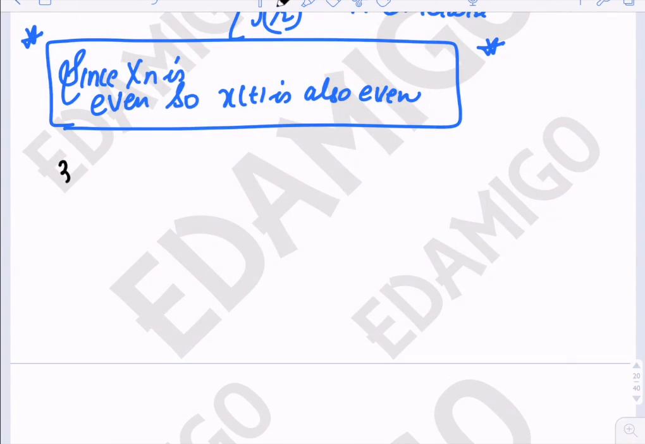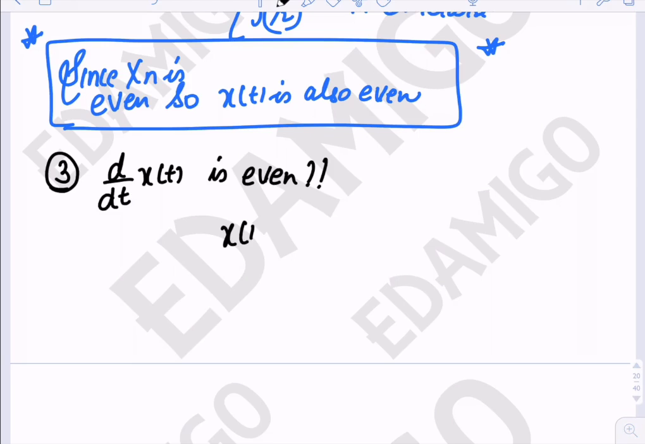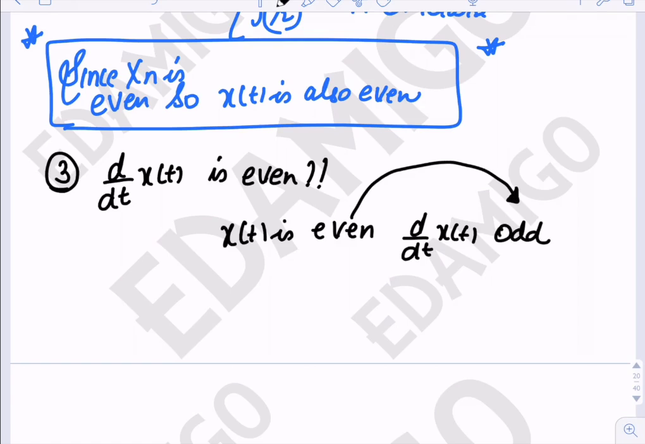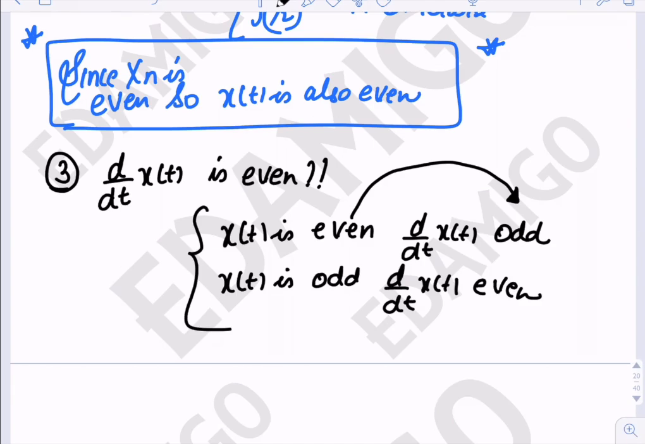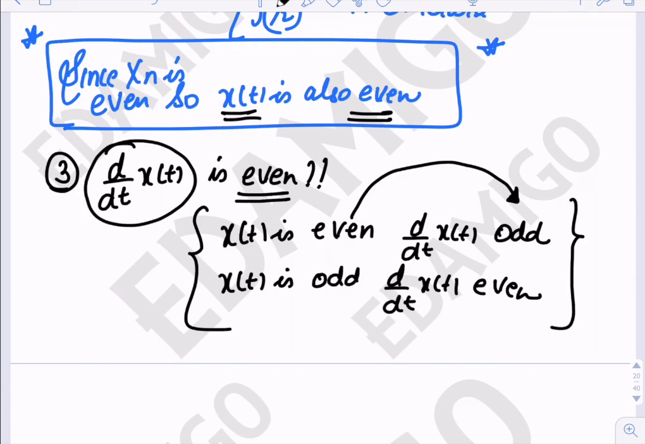Now the third part: is d by dt of x(t) even? This is the question. It is a very simple problem. If x(t) is even, then its differentiation d by dt of x(t) will be odd. If an even signal is differentiated, it will lead to an odd signal. If a signal is odd, then its differentiation will be even. That's a property. Now since x(t) was an even signal, as we have seen, its differentiation will not be even, it will be odd. So this is a wrong statement. d by dt of x(t) will be an odd signal.